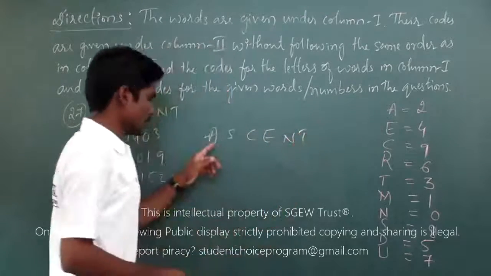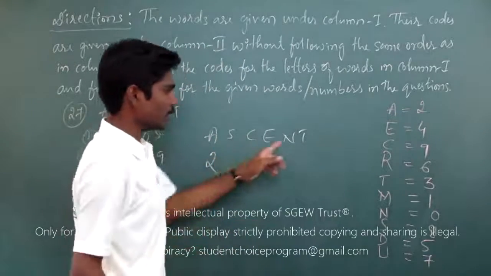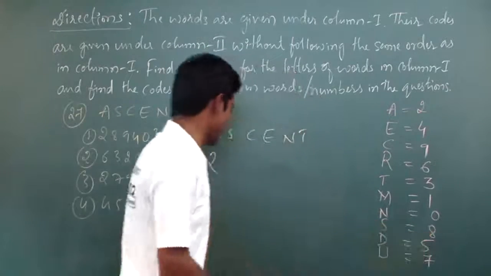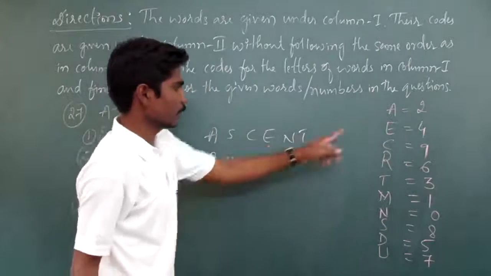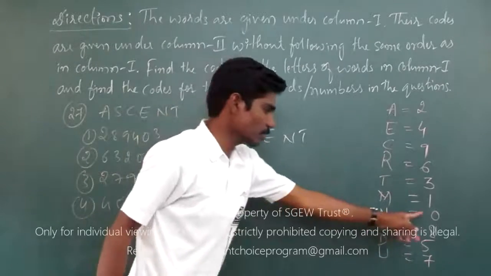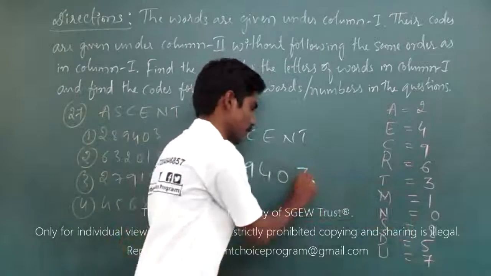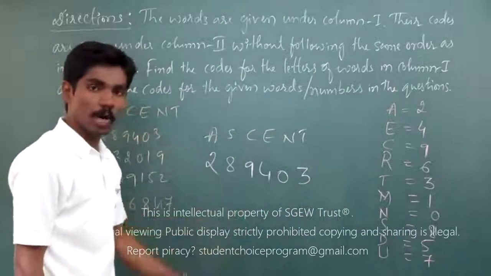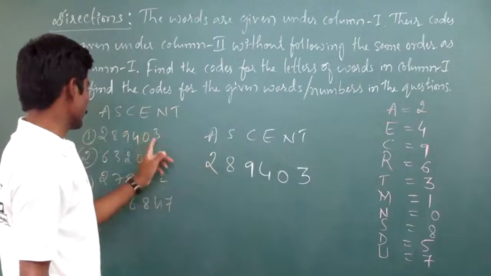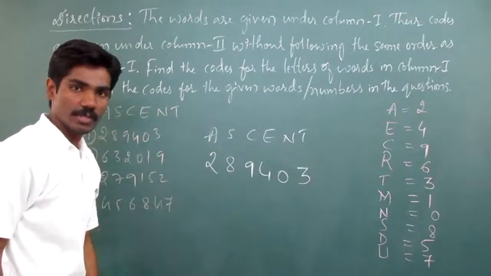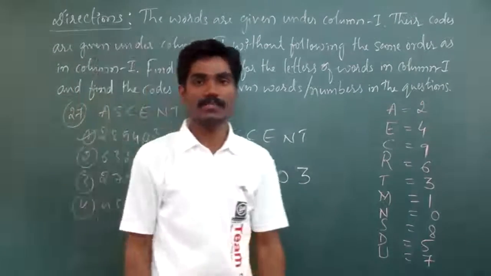The question is ASCENT. Now what is the code for the letter A? It is 2. For S, S is 8. C is 9. E is 4. N is 0. The code for the letter T is 3. The only thing is to compare with the given options. The first option is 289403, which matches with our result. Therefore, option 1 is the right option. Well friends, we'll see the next problem.